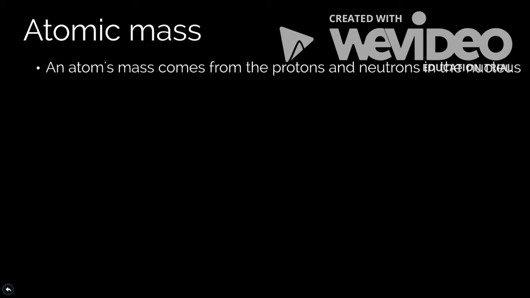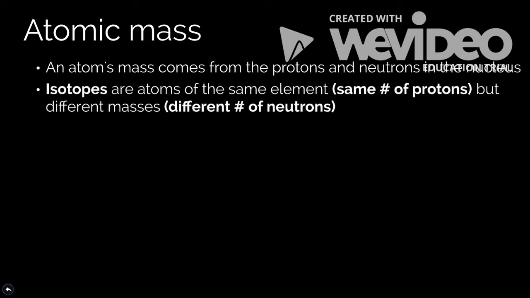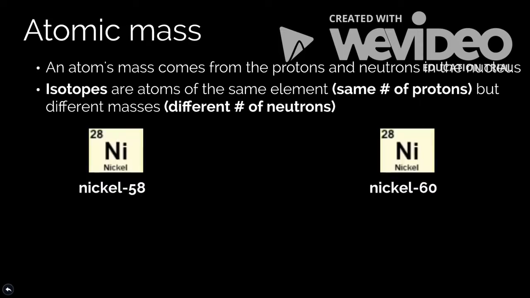All right, so let's start talking about atomic mass. Remember that atomic mass, you get this from the protons and the neutrons in the nucleus of each atom. These are the two weighted particles that we have. Now we can have isotopes, which are different versions of the same element. They're the same element because they have the same number of protons, but what's different about them is the number of neutrons in the nucleus. So this gives us a different mass for each different isotope of an element.